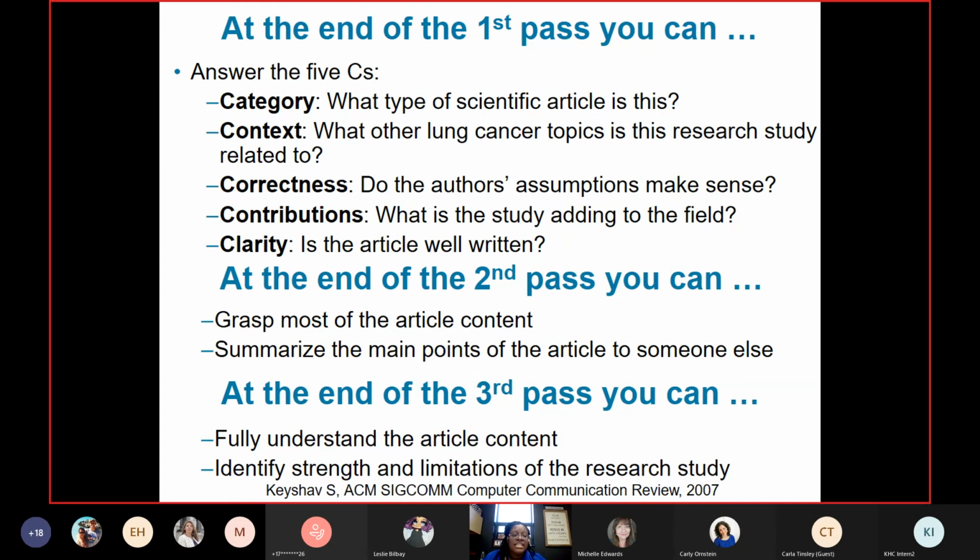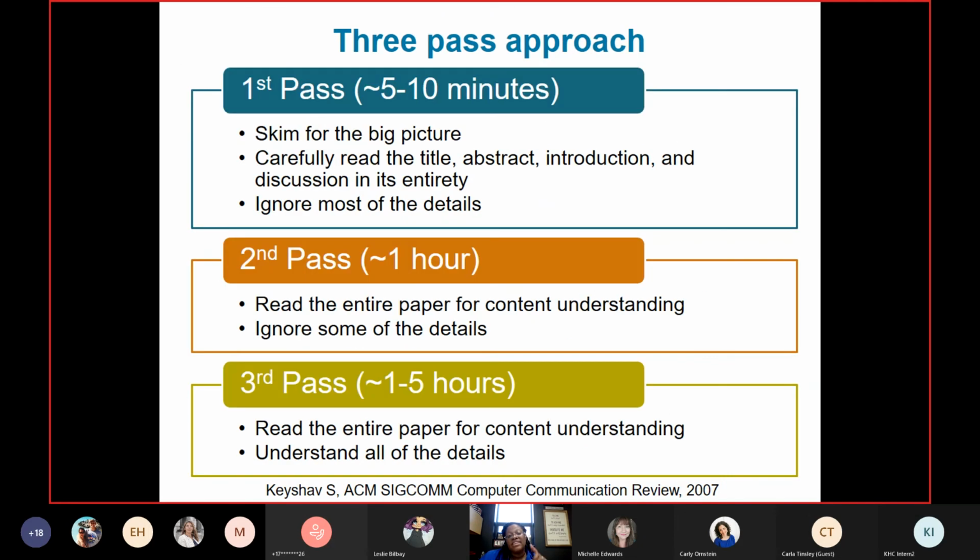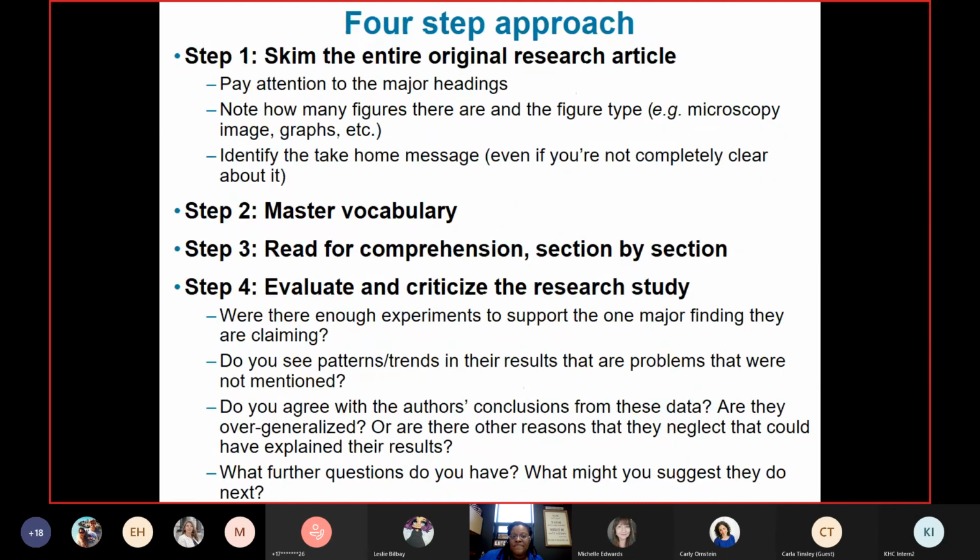So you can do all of that in 10 minutes, right? The first pass. For about an hour, you'll be able, at the end of the second pass, to grasp most of the article content. And you should be able to summarize the main points to someone else. And then finally, the third pass, you should be able to fully understand the article content. And not only that, but be able to criticize it. So you'll be able to pull out the strengths of the study, but also the limitations. So again, the 3-pass approach. That's one great way, and these are the steps you would go through to really understand a lung cancer research article in depth.